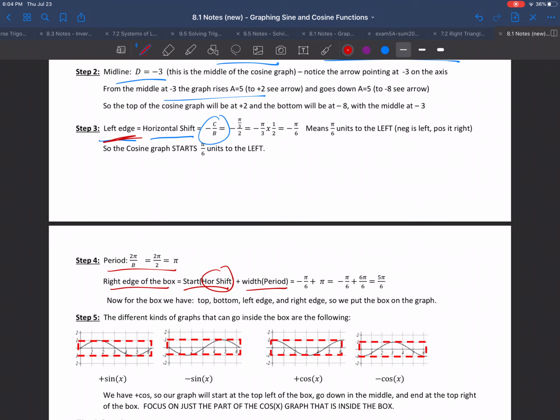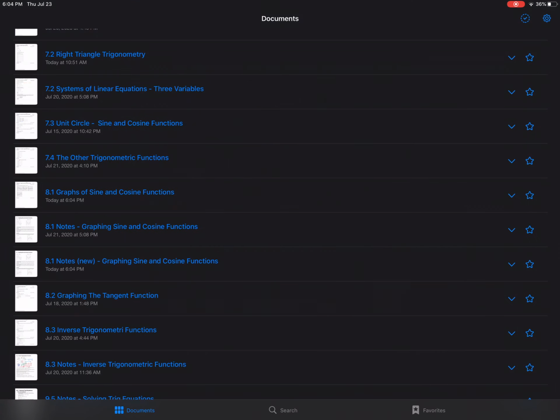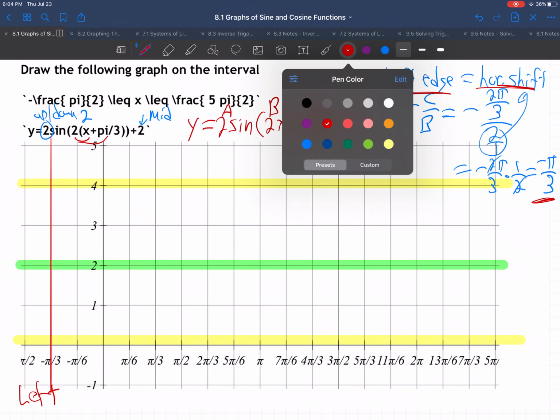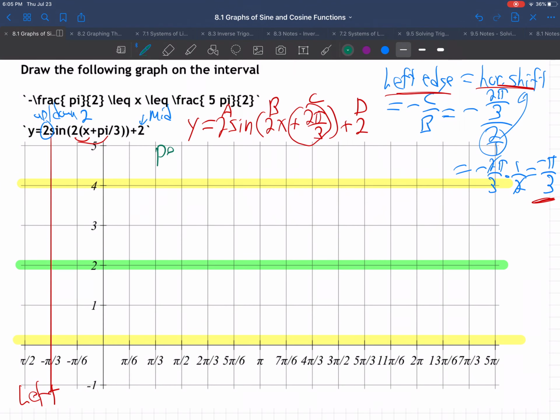And that'll give you the right edge. Okay, so back we go. So period is 2 pi over b. 2 pi over, what's b? Right there, 2 cancels. Pi, the period's pi.